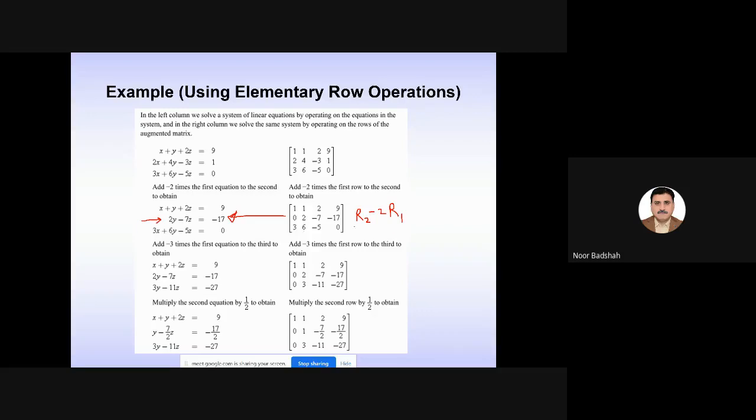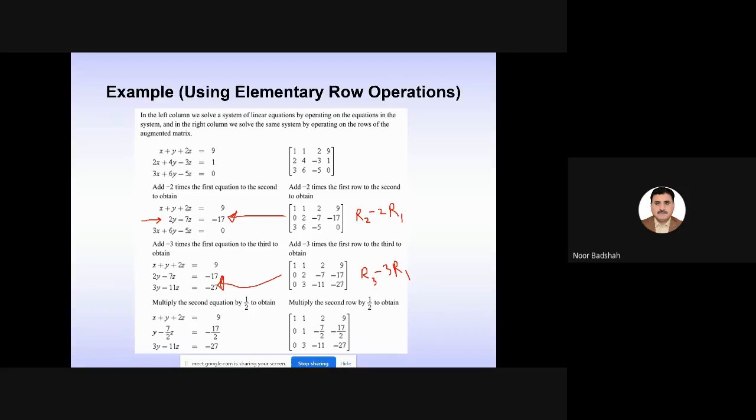And then we apply again another operation, add -3 times the first row to the third row. That is, we do row number 3 minus 3 times row number 1. That's the operation we can do. And then the corresponding equations are this one. If you want to convert the equation into it back.